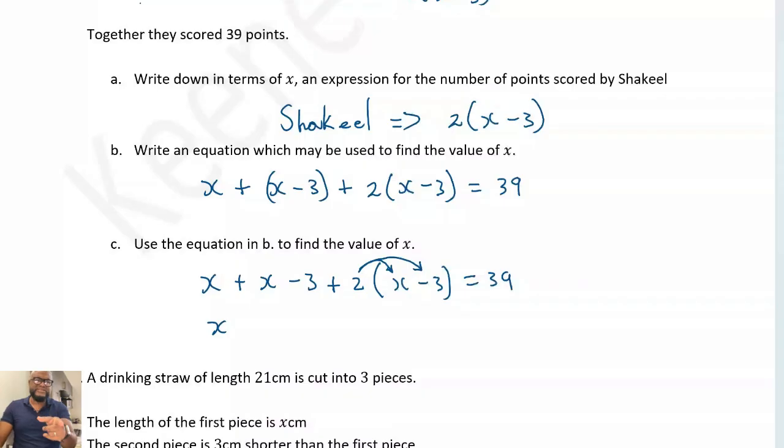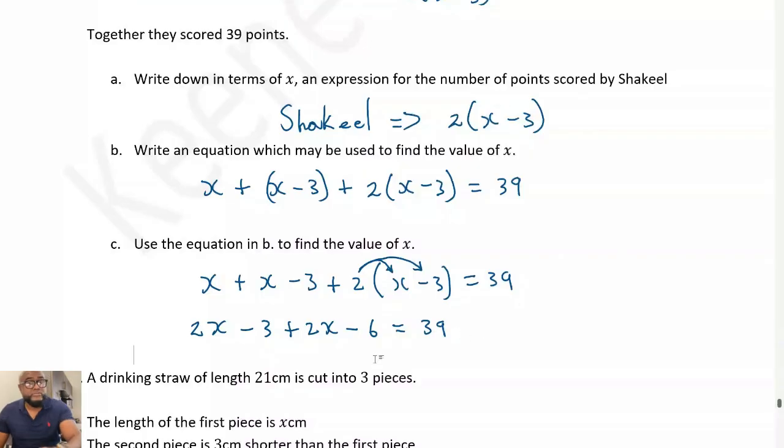You can add these two X's. X plus X is what? 1X plus 1X is 2X. Then 2X minus 3. You're not doing anything with this yet. 2 multiplied by X will be 2X, so you have plus another 2X here. 2 multiplied by negative 3 will give me how much? Is equal to 39.